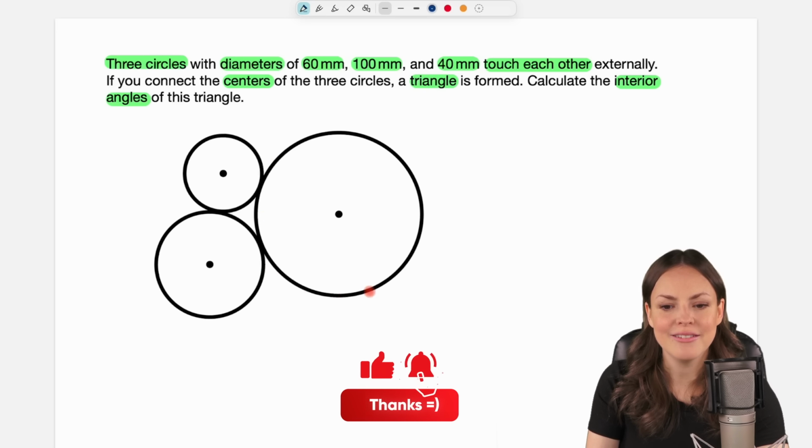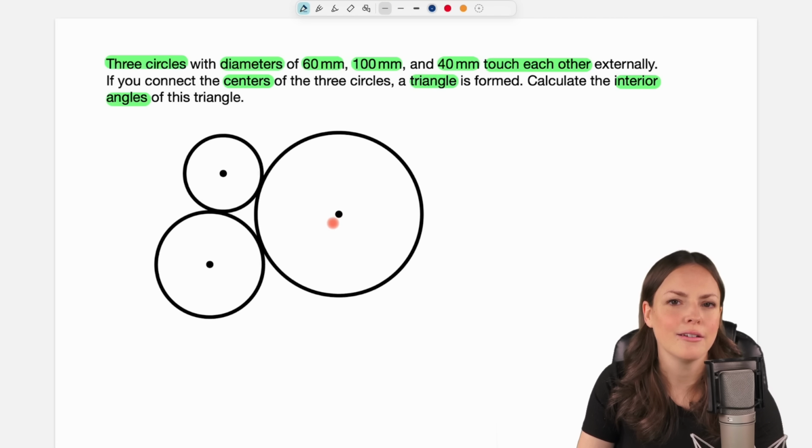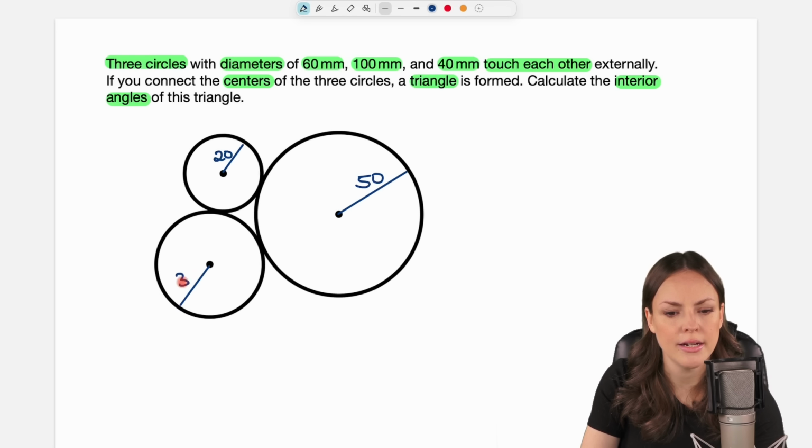So we are given 3 circles. We are also given the diameters of each of these circles. So maybe we start with these diameters. The largest circle has a diameter of 100. I'm not a fan of using the diameter in general, so I want to use the radius of this circle. It's half of the diameter, so we have a radius of 50 here. The smallest circle has a radius of 20 then, so half of the diameter. So we have a radius of 20 here. And the last circle, half of this is 30, so we have a radius of 30 here.